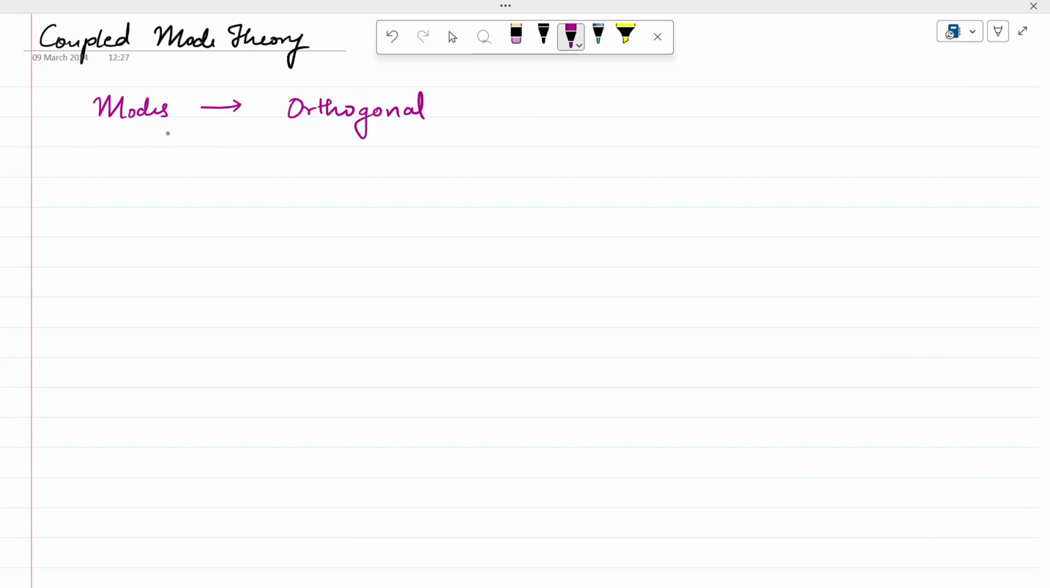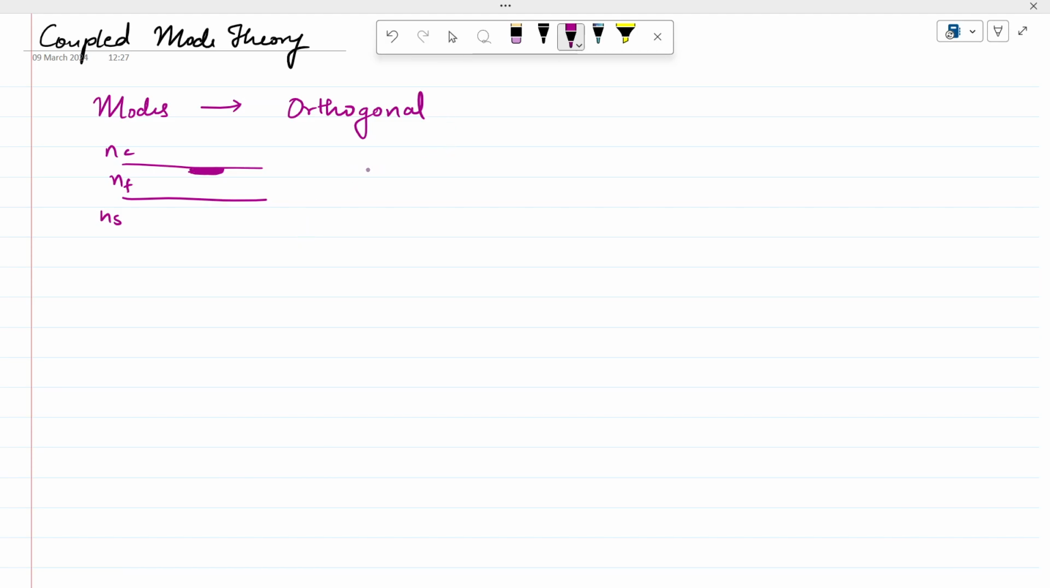But in case we have a perturbation in the waveguide, say this is my waveguide. This is the film refractive index, this is the substrate refractive index and the cladding refractive index. If there is a slight change in the refractive index in this region, then that acts like a perturbation. Now the modes are no longer orthogonal, and the power transfer can happen between the modes. So this is called coupling.